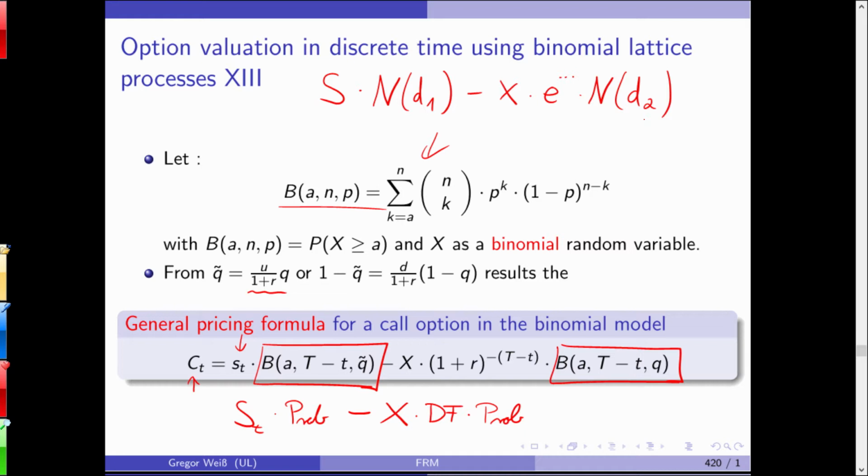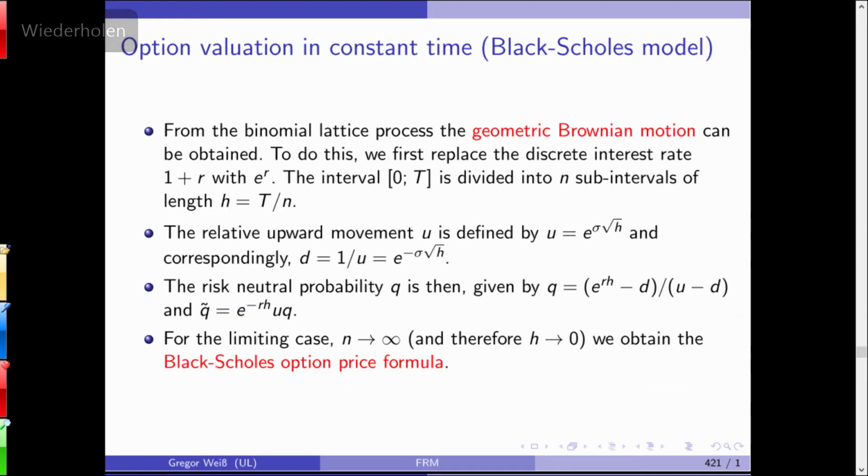This was the general pricing formula from the Black-Scholes model for a European call option in continuous time. And it's not a big surprise that if you look at the limit of this and you move away from the binomial distribution to the normal distribution, and away from discrete discounting to continuous-time discounting, you get a formula that is almost equal to this one. And this is no surprise because the Black-Scholes option price formula is the limiting case for n, the number of periods, going to infinity.